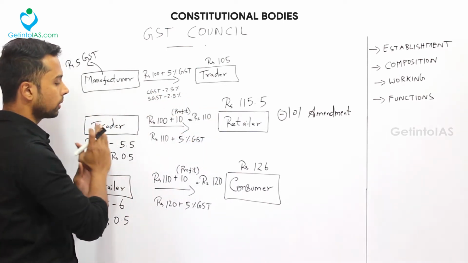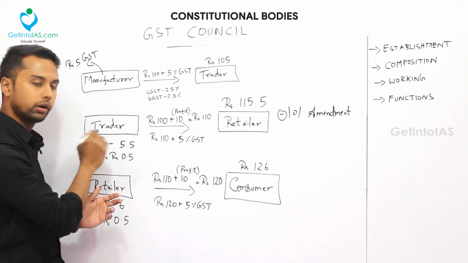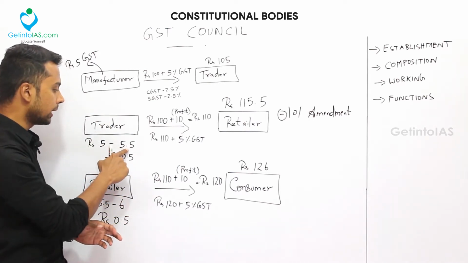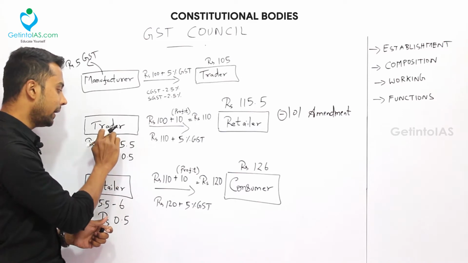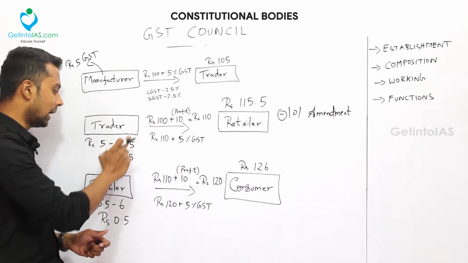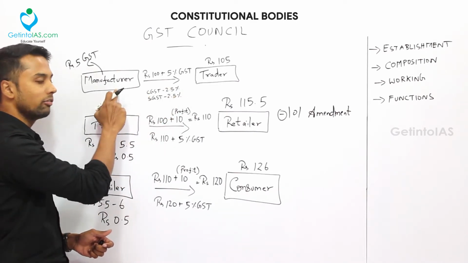Out of this 115.5, the 110 directly goes to the pocket of the trader, including his profits. The remaining 5.5 rupees is the GST, in which 5 rupees has already been paid by the trader to the manufacturer as GST.